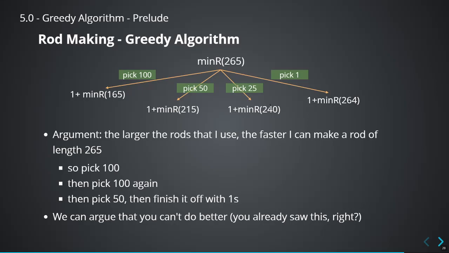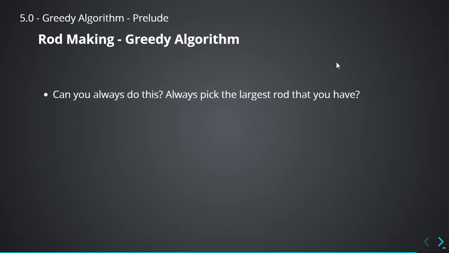So if I'm going to make 265, I'm going to pick 100, I'm going to pick 100 again, and I'm going to pick 50. That's the best I can do. Can you convince yourself that that's the best you can do? Can you do better than that? No, I don't think so. But why? Can you prove it? You can see it, but how would you prove it? And again, that's what makes greedy algorithms hard.